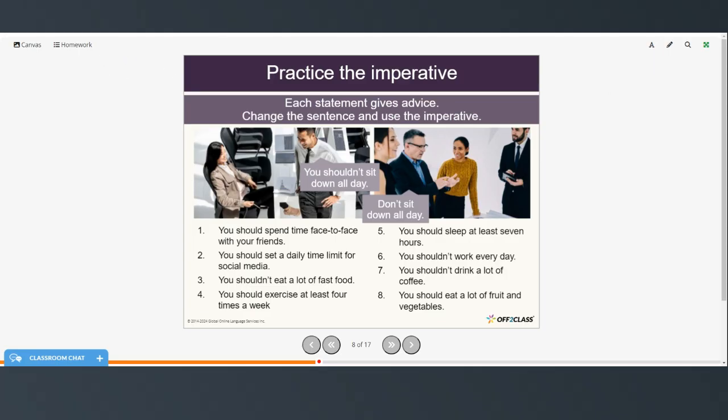Okay, this one would be spend time face to face with your friends. Set a daily time limit for social media. Don't eat a lot of fast food. Exercise at least 4 times a week. Sleep at least 7 hours. Don't work every day. Don't drink a lot of coffee. Eat a lot of fruit and vegetables.